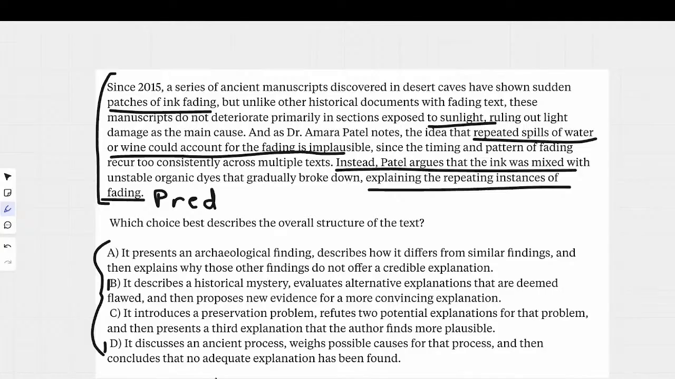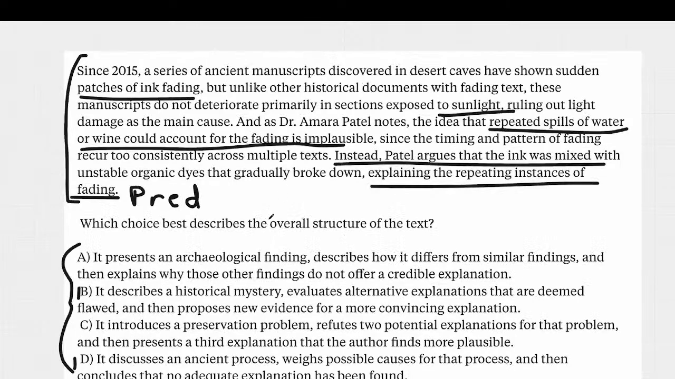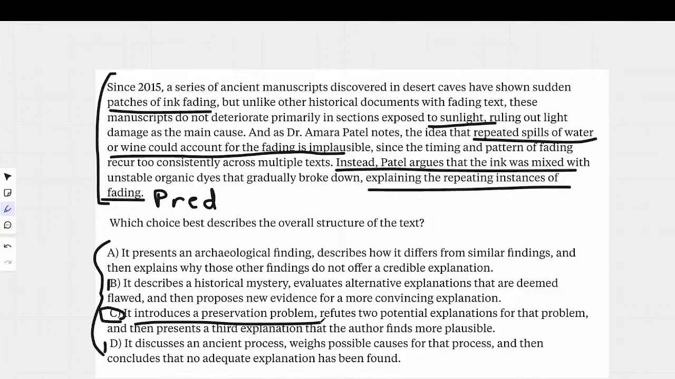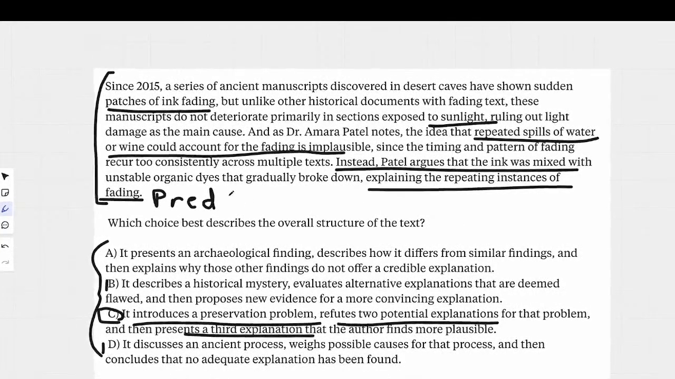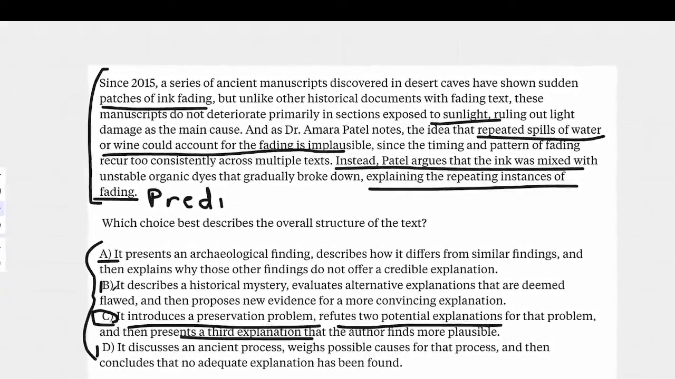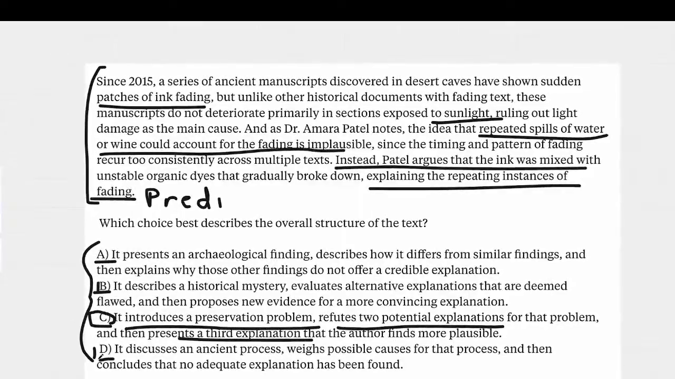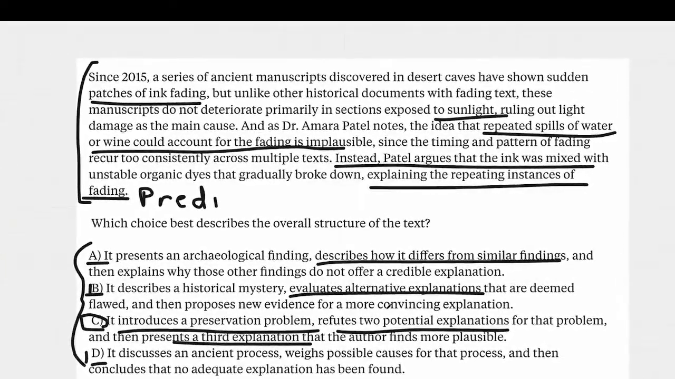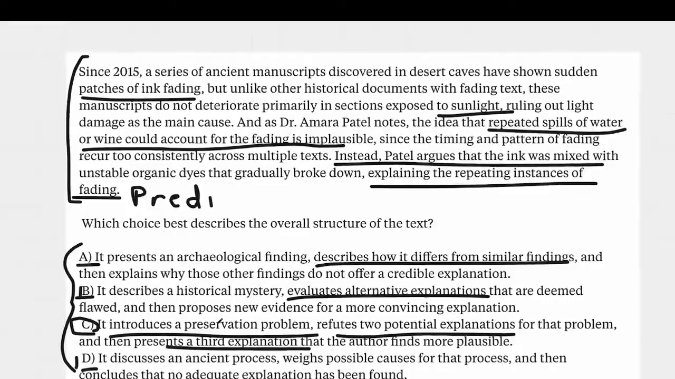I'll give you a second to try to think if you can see it. It's going to be C. It introduces a preservation problem, refutes two potential explanations, and then presents a third explanation. But you see, if you did not go through that process of predicting before you looked at the answer choices, you could easily think it was A. Or you could even think that it was B. Or you could even think that that's D. Because all those kind of look correct. But only one specifically talks about what is being said in the passage itself in a way that makes sense.